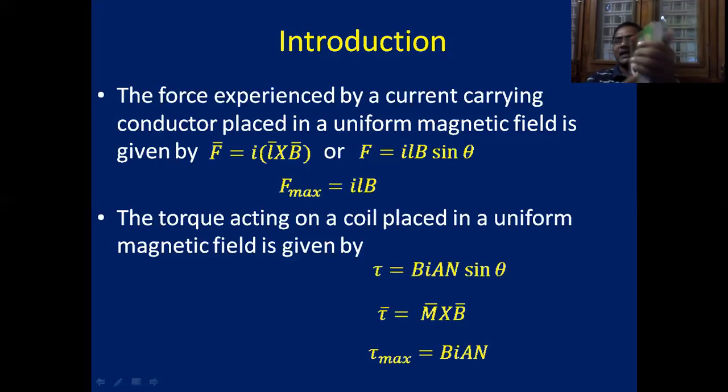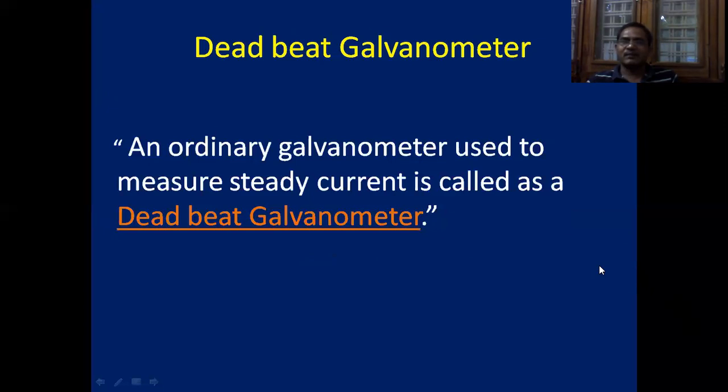If the plane of the coil is like this, perpendicular to the field direction, then the normal drawn to this plane is also in the same direction. In this case, we take theta equal to 0, tau equal to 0. So simply the conclusion is, when the plane is parallel to the field or the normal to the plane is perpendicular to the field, then maximum torque acts on the coil, tau maximum equal to BIAN. So keeping these points in mind, let us start the discussion of ballistic galvanometer.